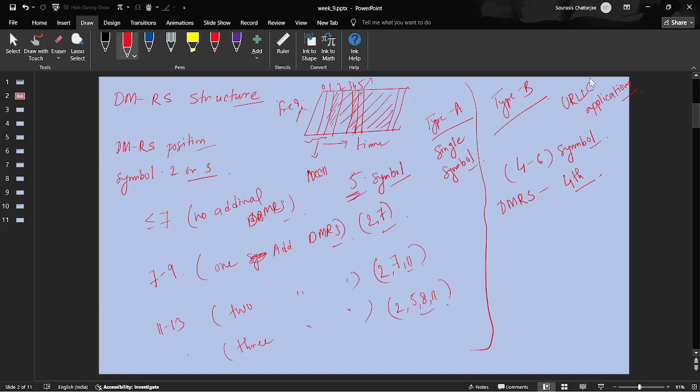Okay. True, mostly in URLLC applications you will find very little data, but what if the URLLC data, let's say, spans over 7 symbols? That is unlikely. In that case, yes, one additional occurrence will be allowed. Oh, one additional occurrence is permitted.